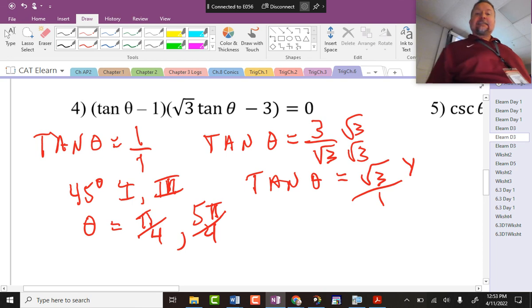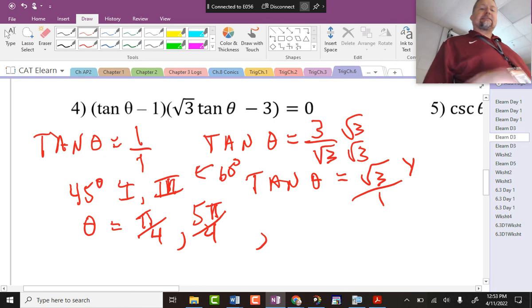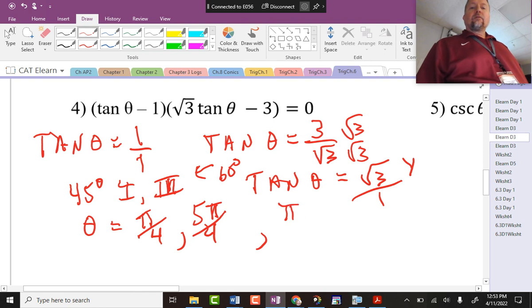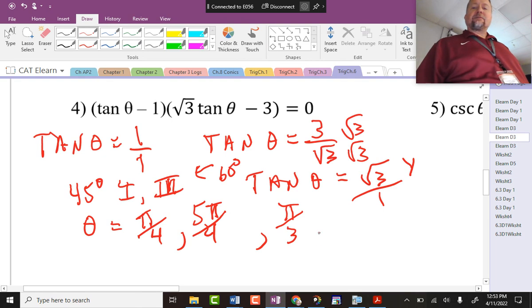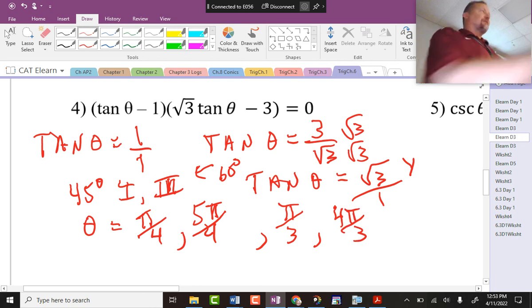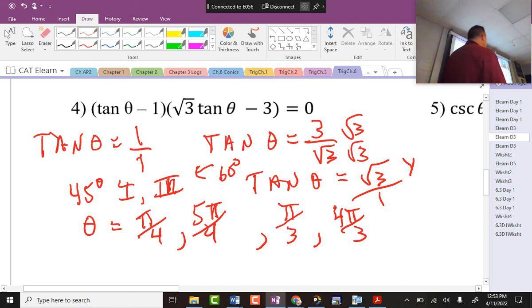So you have a 60 in the same quadrants, 1 and 3, because it is positive. So what are the 60s? I don't know why I'm writing over 4. That's a brain mishap. You said over 3. I was writing over 4. But then you said 4 pi over 3, and I wrote a 4 when you said 4. Okay, so that is correct, and that is good.